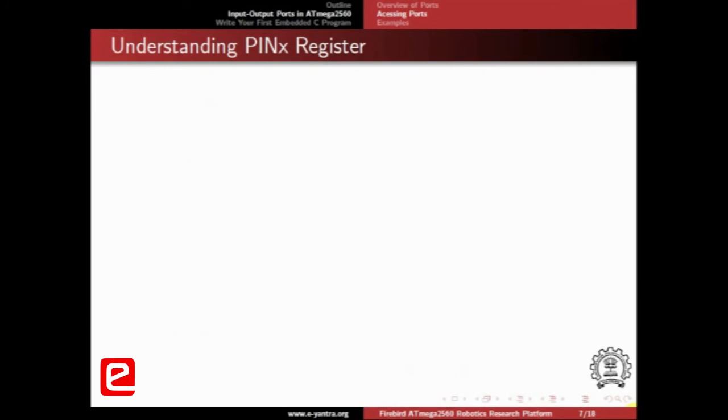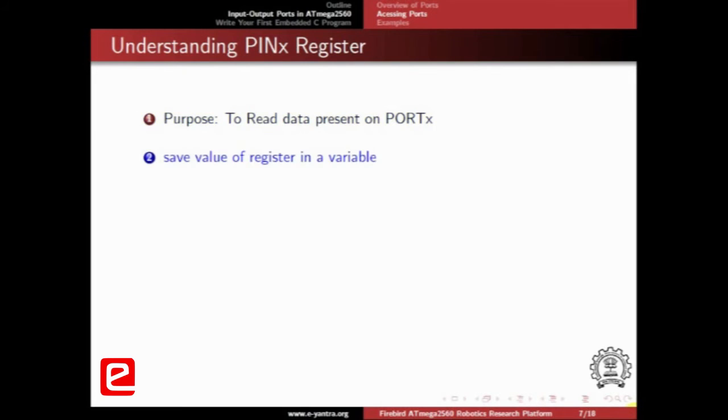Now let us consider the PINX register. The purpose of this register is to read the value from the input device connected to the port pin. If we define a port as input port, then we read the values present on the input devices using the PINX register. The value read from the PINX register is to be saved in a user-defined variable. Let us consider an example. Suppose we have declared port C as input port, that is, on all pins of port C, some input devices are connected. For this purpose, we have already defined DDRC is equals to 0x00.